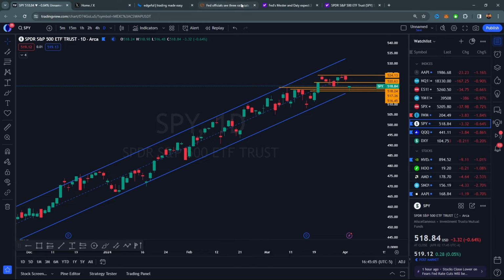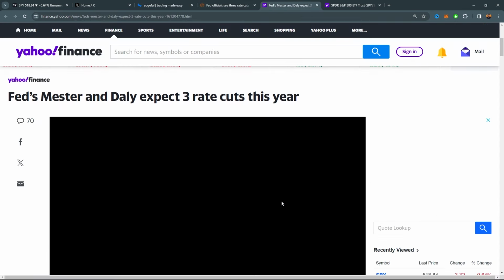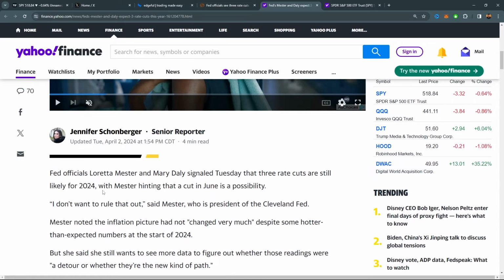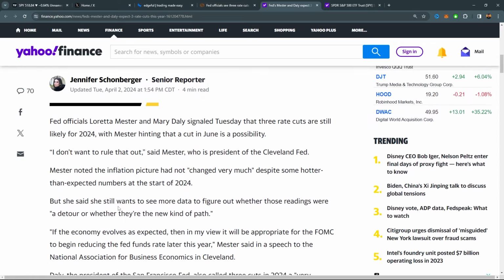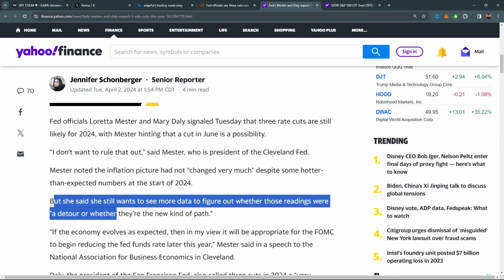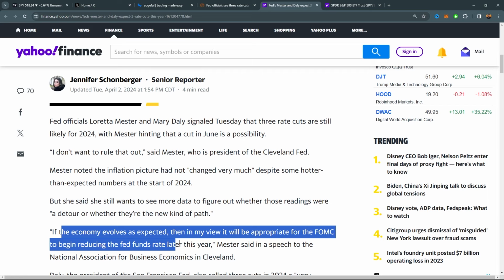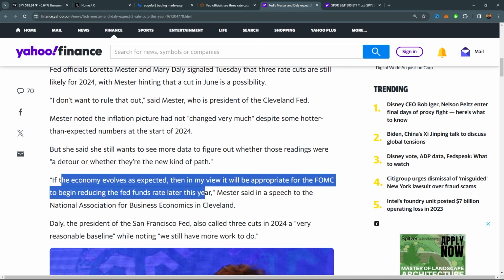Because overall, we look at what the Fed is saying, and Fedmaster, Fed Daily continue to push this narrative that cuts are coming. The market looks good. That's where we're at. She still just wants to see more data to figure out whether those readings were a detour or we're still on the right kind of path. If the economy evolves as expected, then in my view, it'd be appropriate for the FOMC to begin reducing the Fed funds rate later this year. And they're still expecting three cuts overall, which that tone has not changed.